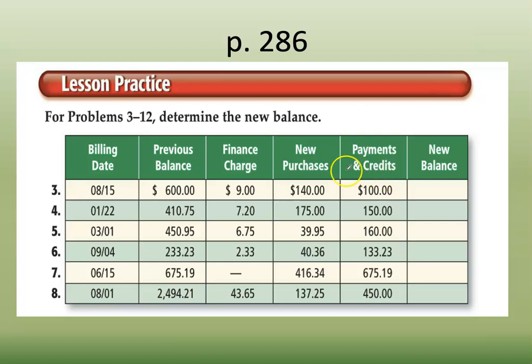Now, here is a chart. It does not have the plus or minuses. So this is something you're going to have to remember. You do previous, you add finance charge, add new purchases, and subtract payments and credits.